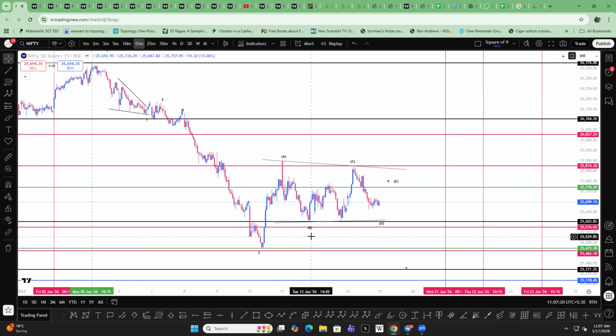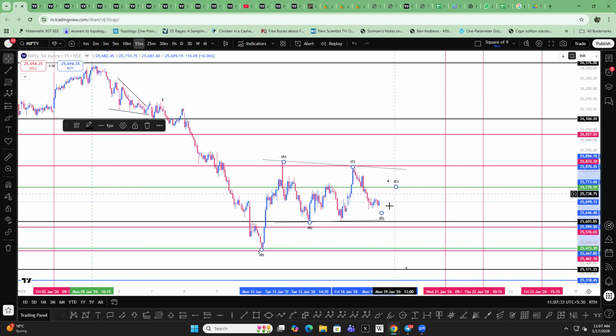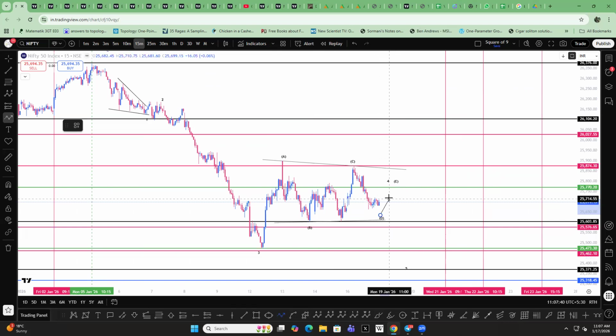Okay, this low is 25,603. It should not break this low to complete wave D, and then another pullback of this form, A, B, C, to complete wave E, and then it can go down for wave 5, which is this range.